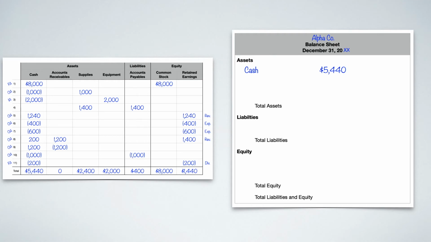We had accounts receivables, but they were paid off. So you could, if you wanted to, add accounts receivables here and have a balance of 0, but there's really no point in it. So we're going to skip accounts receivables and go to the next one that we have a balance in, which is supplies. And our supplies balance is $2,400. And then we have equipment, and our balance is $2,000. So if we add up all the assets, that's going to give us a total asset of $9,840.